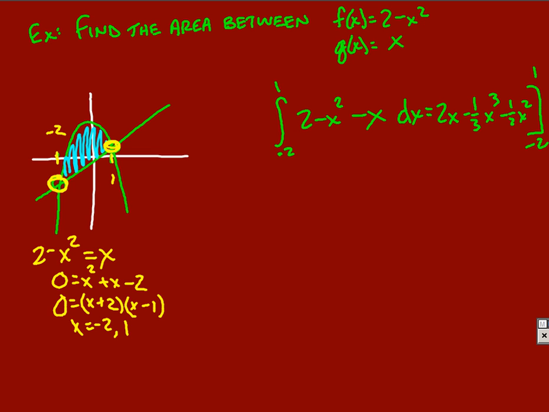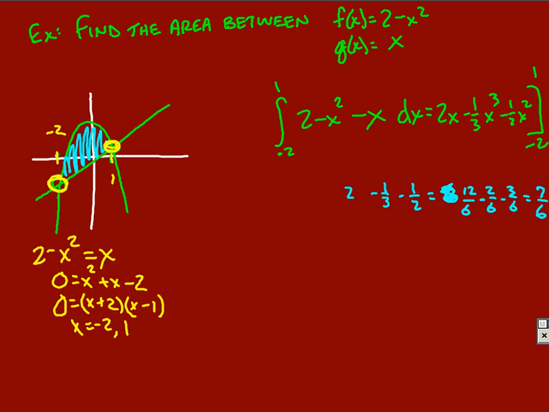First, I want to plug in 1, my top number. So 2 times 1 minus 1/3 times 1, which is 1/3. So I really have 2 minus 1/3, and then minus 1/2 of 1, so minus another 1/2. What would my common denominator be? It would have to be 6. So I would have 12 over 6 minus 2 over 6, and then minus 3 over 6. So I get 7 over 6 for my top part.